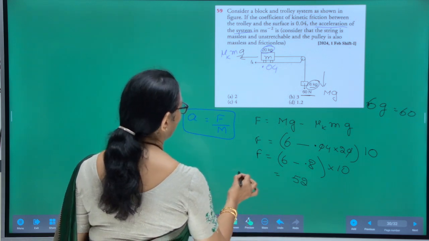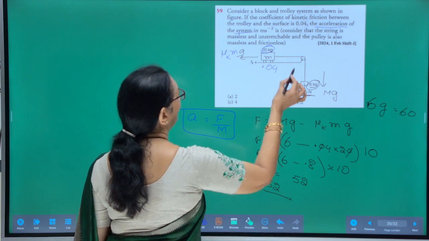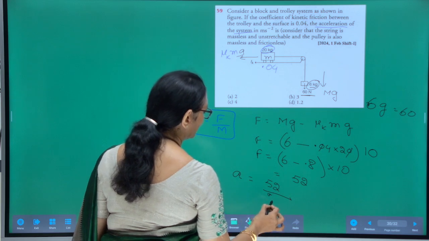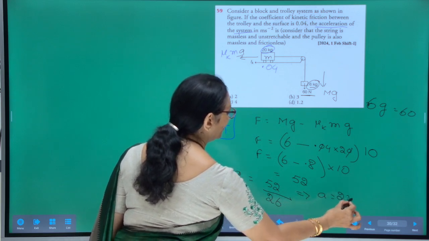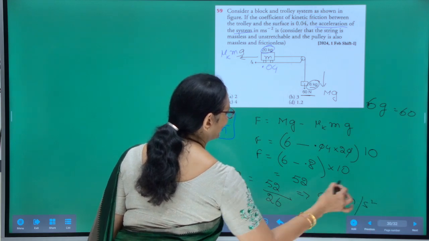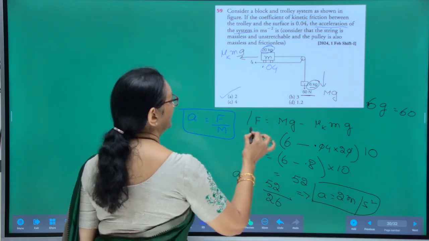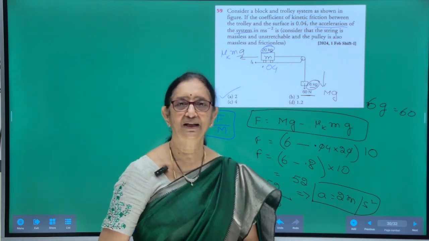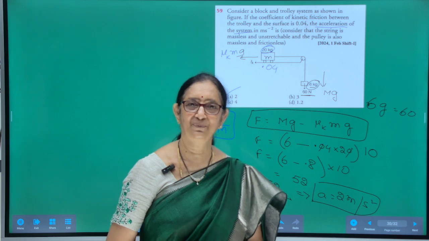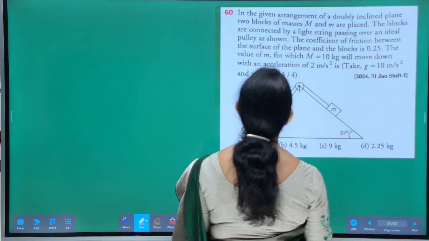And acceleration is force divided by mass. Mass is 20 plus 6, 26, which implies acceleration is 2 meter per second square. That is the answer. So, this is the net force. Net force divided by total mass of the system is equal to the acceleration of the system. Move on to the next.